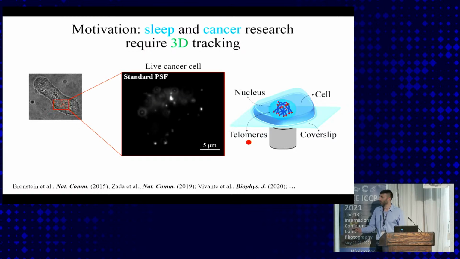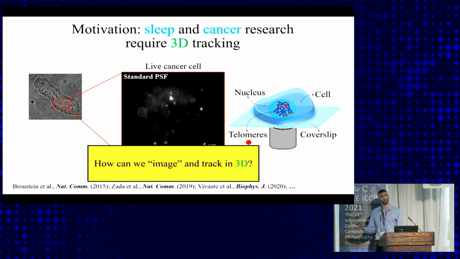As you can see, only a few points will be in focus in a standard microscope, and the rest will be defocused simply because they're at a different depth than the camera focal plane. And this is a problem because these things are moving, so we can't simply scan the focal position to get the entire 3D volume. Therefore, the question is, how can we image and track in 3D, and so get 3D tracks over time?